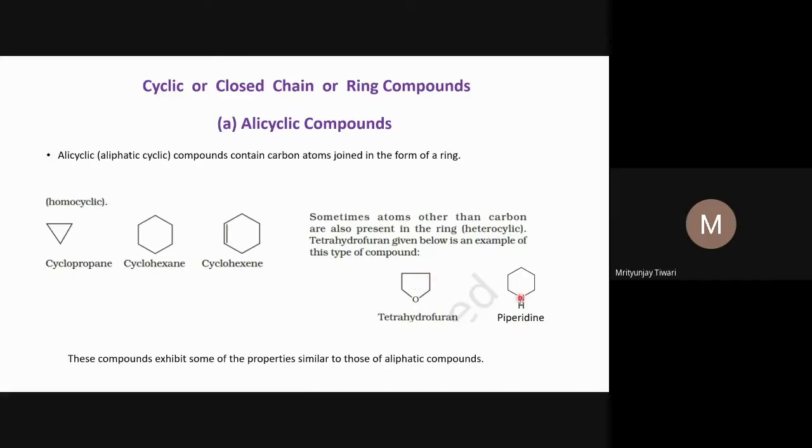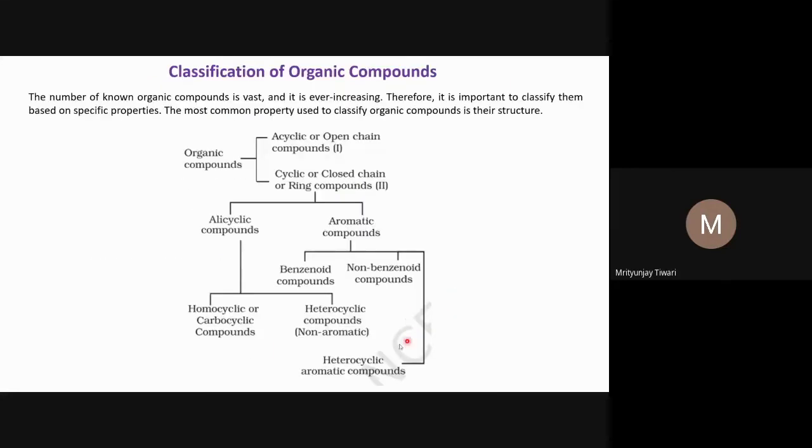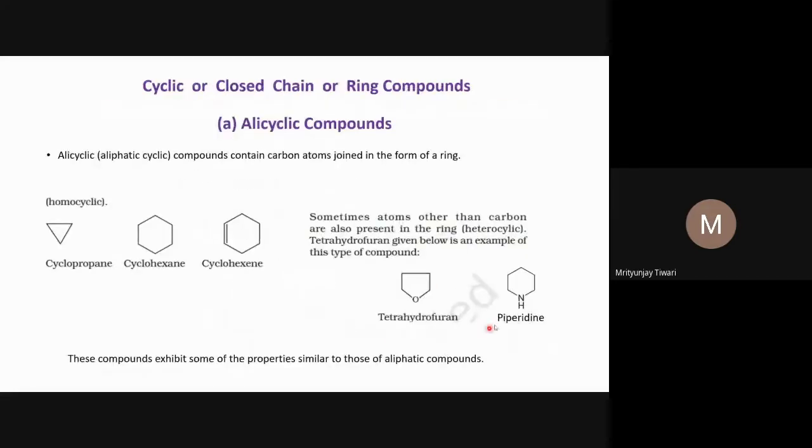One can have piperidine with one NH group here. Similarly, one can have O and here N or O. There are many compounds one can have. These are all heterocyclic compounds which are not aromatic, so non-aromatic heterocyclic compounds. And if the heterocyclic compounds are aromatic, then we call them aromatic heterocyclic compounds. These non-aromatic compounds exhibit some properties similar to those of aliphatic compounds, and so they are called alicyclic or aliphatic cyclic compounds.